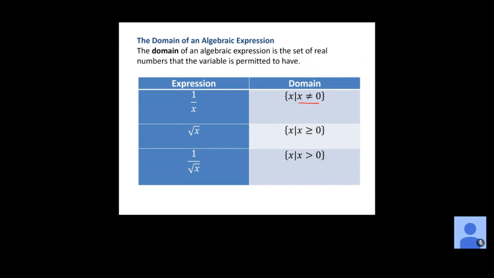Now, if you have more than just an x in the denominator, it's the entire denominator that can't be equal to 0. And we'll look at an example of that too. Just understand denominators can't be equal to 0.